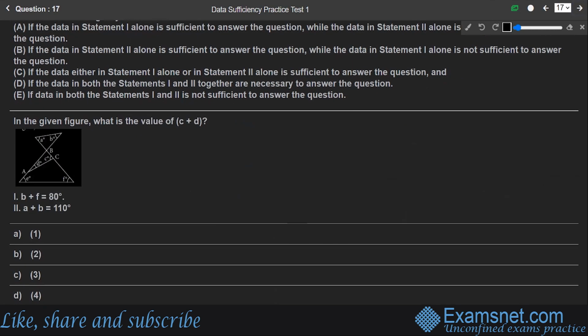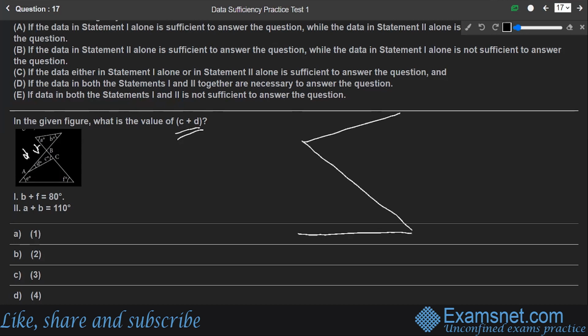Now they have a diagram drawn. Now let us check what they are asking. In the given figure, what is the value of c plus d? So clearly we need to answer the value of c plus d. So let us redraw this diagram a little bigger so that it is easy to understand. Okay, a little bigger we have drawn.